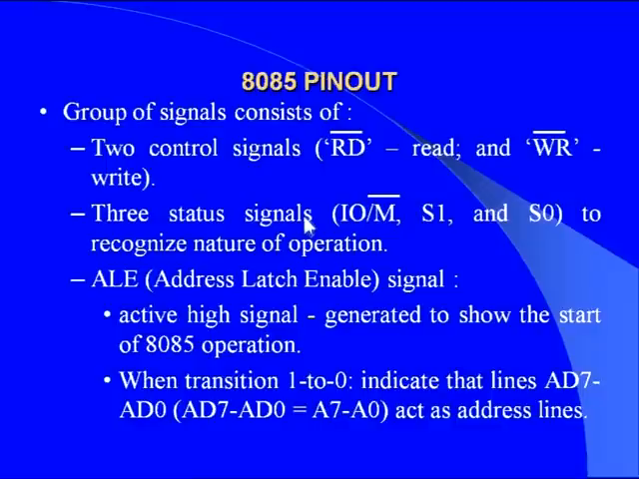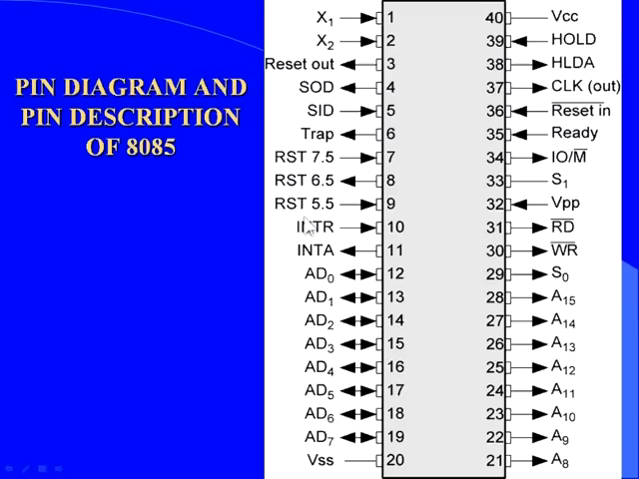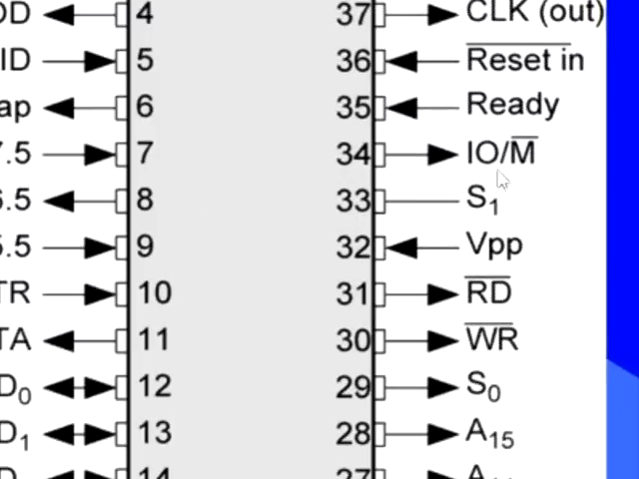And the 8085 consists of 2 control signals. One is read bar, another one is write bar. Read bar is pin number 32, write bar is pin number 31. And it consists of 3 status signals, which are IO bar M bar, S0 and S1. S0 is pin number 29 and S1 is pin number 33. IO bar M bar is pin number 34.